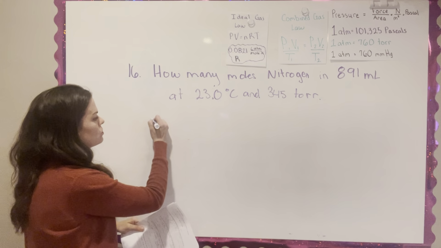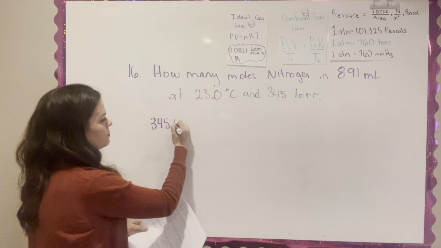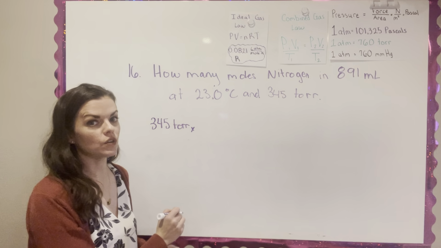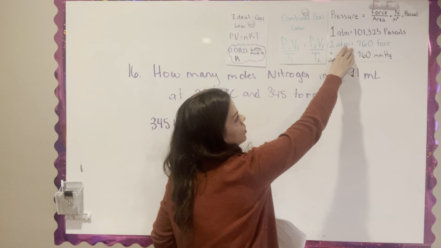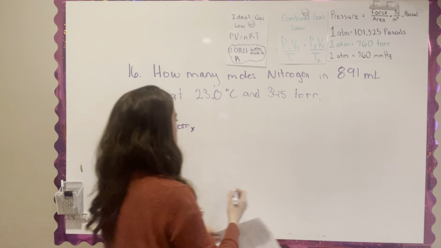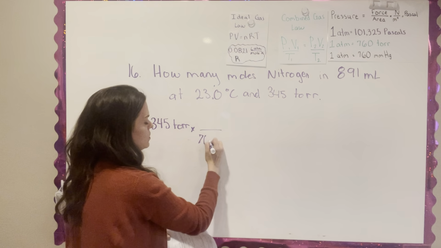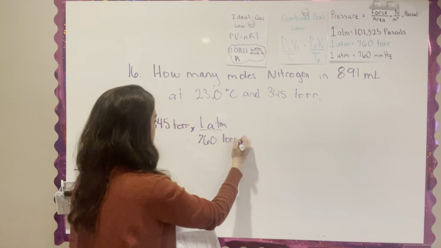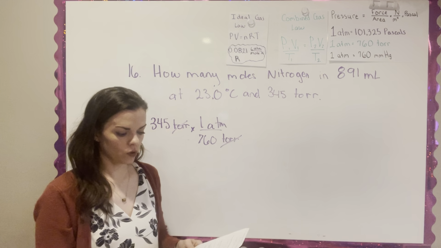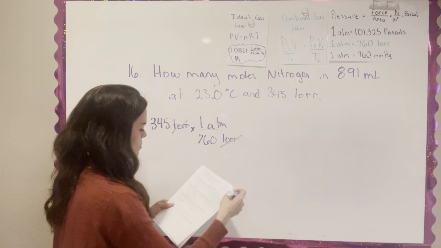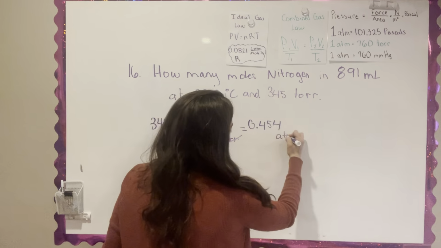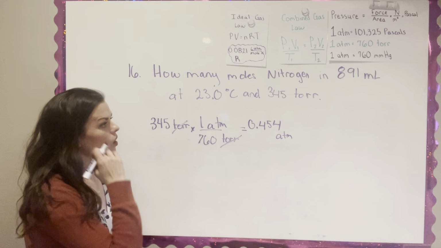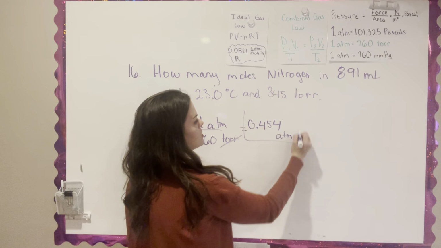So if I have 345 torr, I'm going to use the factor label method to get atmospheres. If you'll remember, 760 torr is 1 atmosphere. So I'm going to put 760 on the bottom and 1 atmosphere on the top. I just do 345 divided by 760, and I get 0.454 atmospheres.